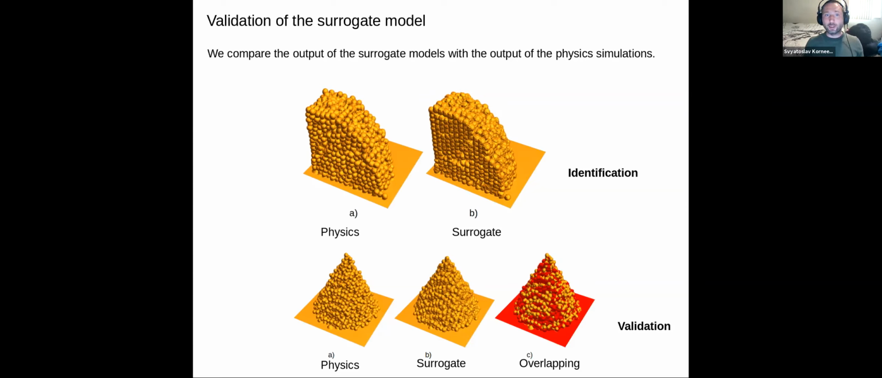We identify these parameters by comparing the surrogate model, the reduced order model, with the physics simulation. The first figure shows a comparison: on the left is the physics, on the right is the surrogate. So we identified these parameters. Now let's validate how they work on a different geometry. The bottom figures show validation for a cone. The left figure is the physics, the middle figure is the surrogate, and on the right we overlap the output from multi-physics and the surrogate. You can see that they're pretty close.